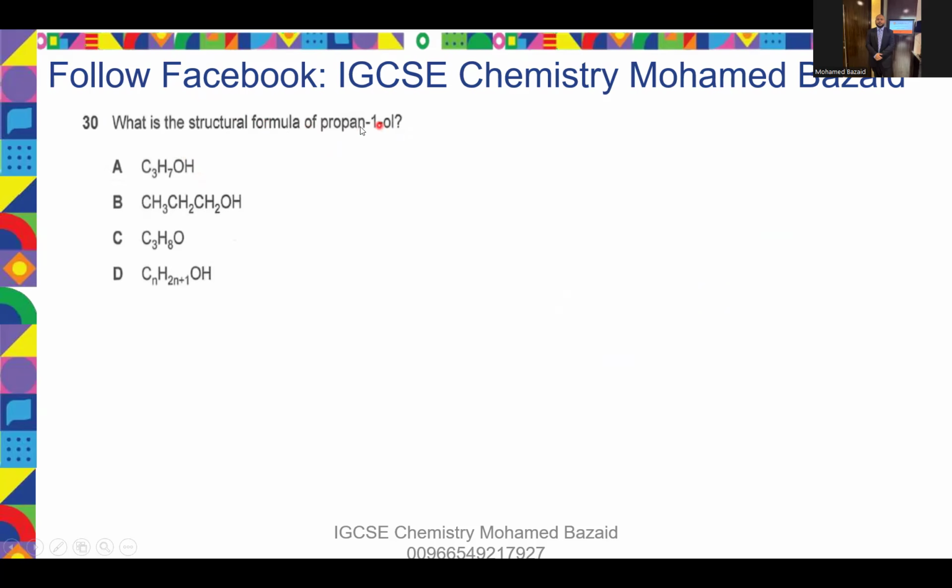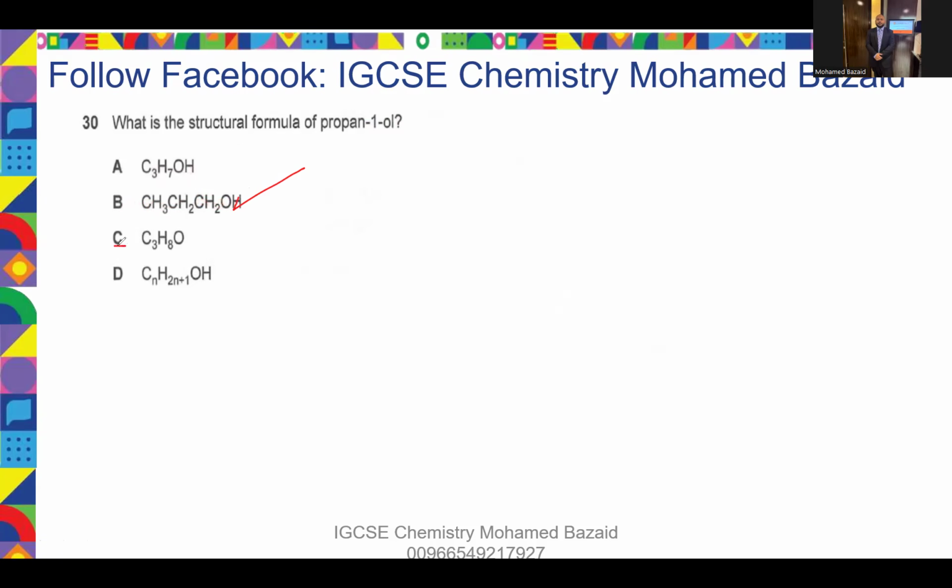What is the structural formula of propan-1-ol? 1-ol means OH connected with the first carbon. Letter A is C3H7OH, but I don't know if OH is connected with the first or the second carbon. But if you check letter B, look, OH is connected with the first carbon. So the answer is letter B.